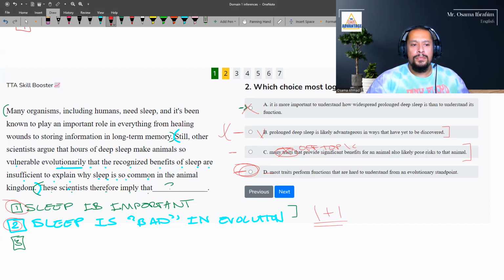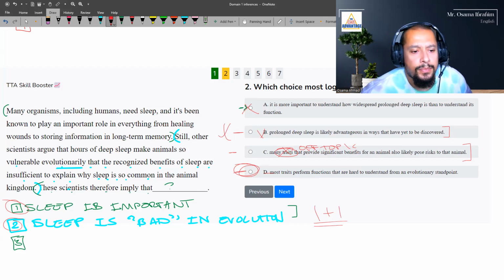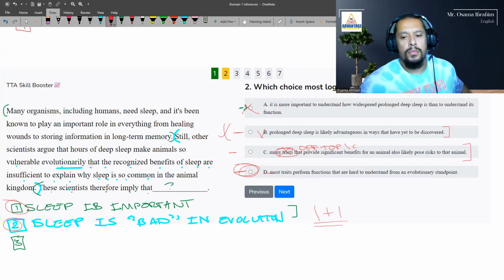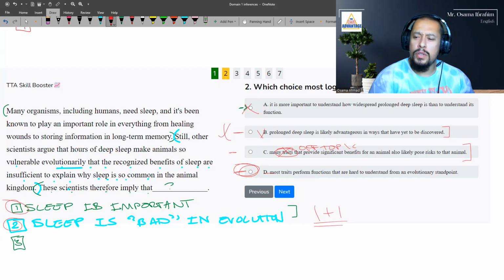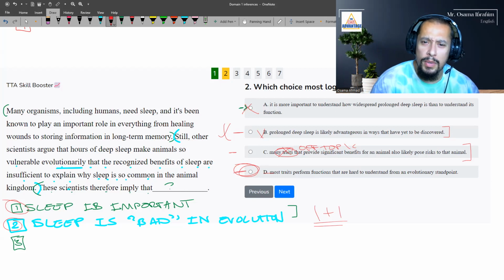No, the deep sleep, not normal sleep. He said here, "Still, other scientists argue that hours of deep sleep makes animals so vulnerable, and evolutionarily, that's bad." Here he said, "prolonged deep sleep is likely advantageous in ways that have yet to be discovered." He didn't say that sleep is important for humans. I'm a bit confused, honestly, Omar, by what you're trying to tell me right now.